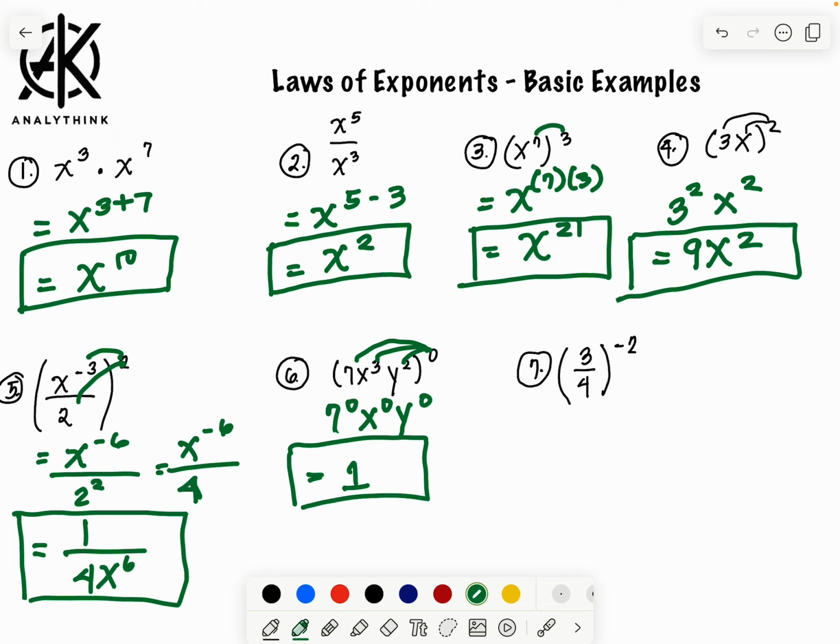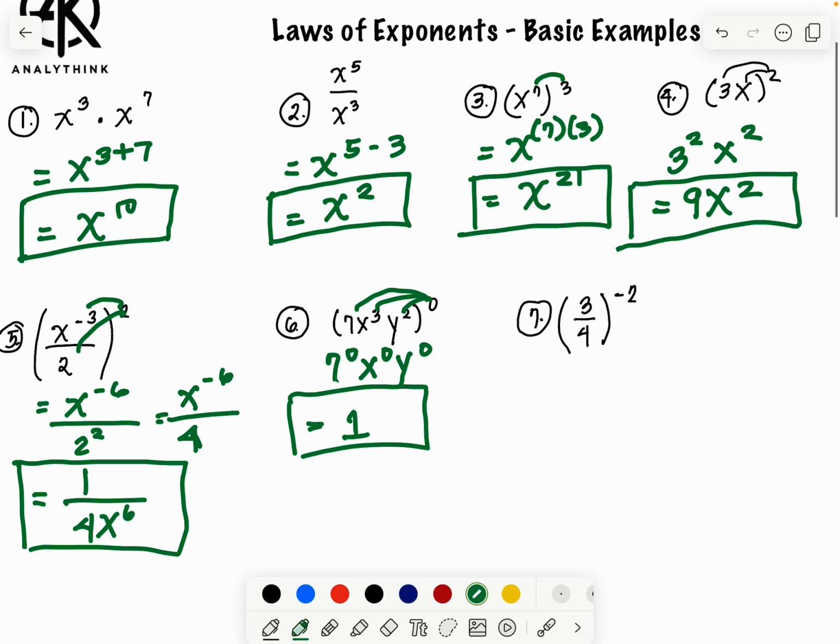Next is the negative exponent law. Okay, so first let's use in this example the power of a quotient law. So let's distribute the negative exponent to the numerator and the denominator. So you get 3 raised to negative 2 over 4 raised to negative 2. Now, if we switch the terms, if we move the denominator to the numerator, the exponent becomes positive. If we move the numerator to the denominator, the exponent becomes positive as well.